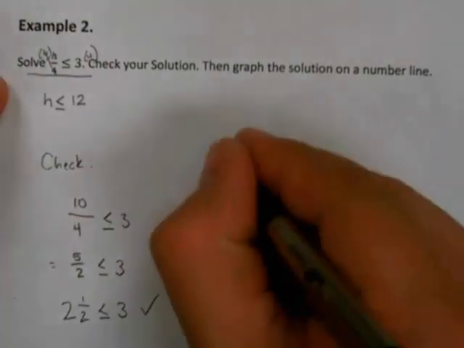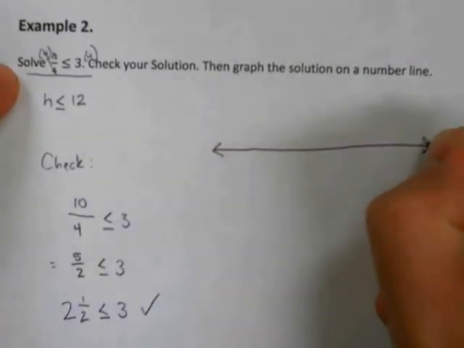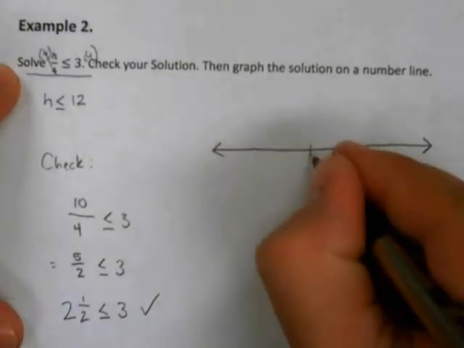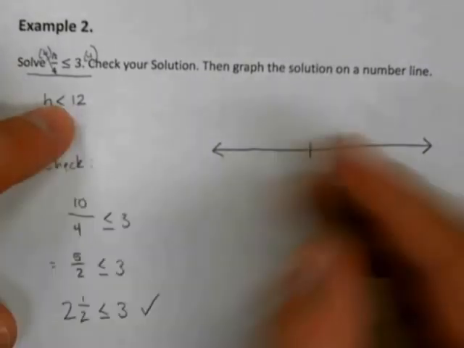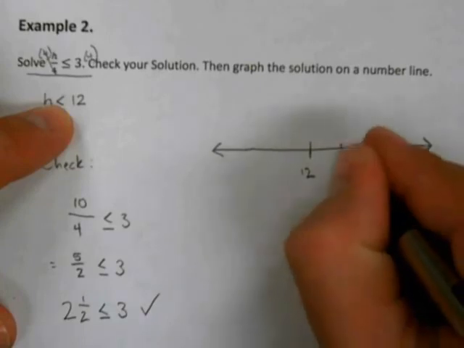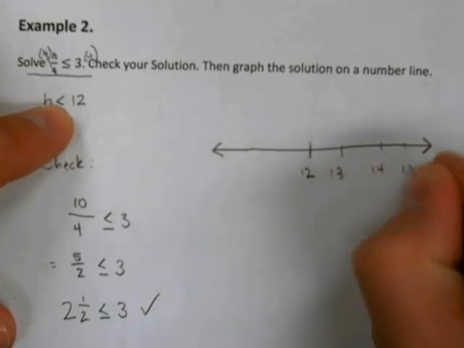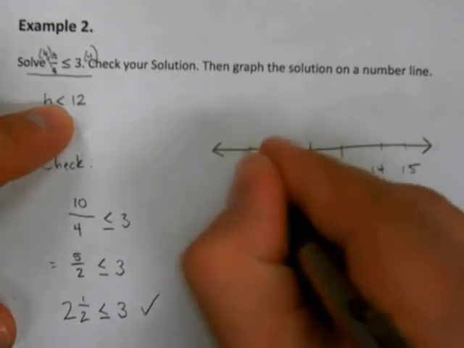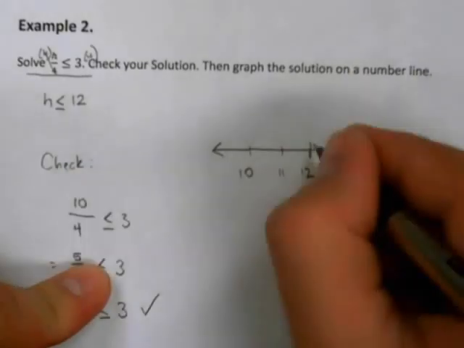So now we need to graph this on a number line. And our key point, remember, that's the one that we want to make sure that we have in here, is 12. And we'll go 13, 14, and 15. Go back down to 11, 10, and that's good. So 12 is our important number here.